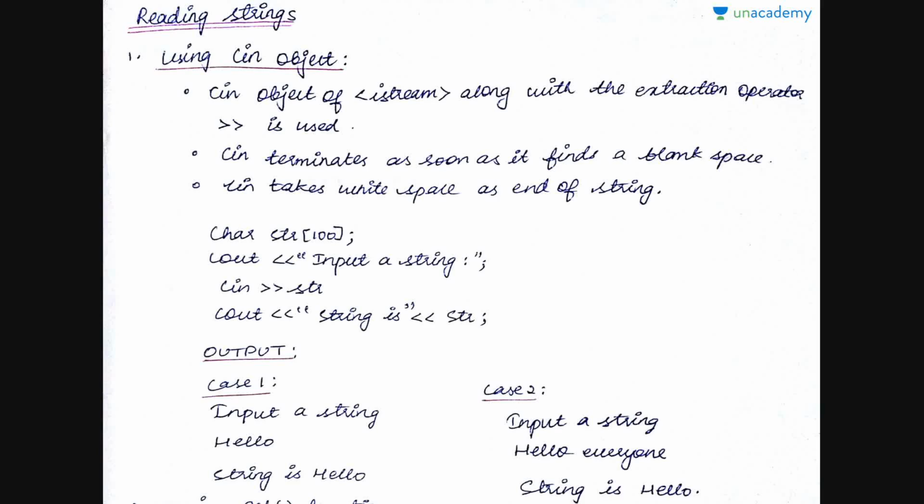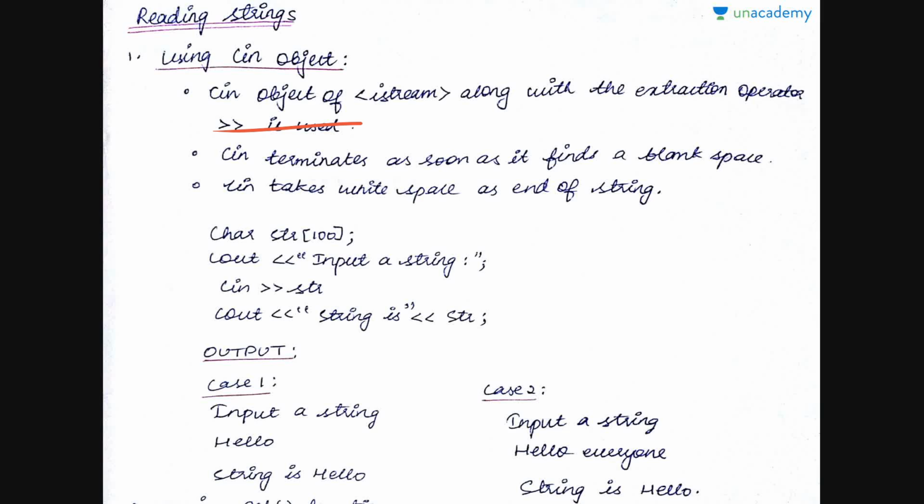How to read strings? There are many ways to read a string. You can use the cin object to read a string. You know what a cin object is, which is used to take input from the user. The cin object of iostream along with the extraction operator is used here. This is the extraction operator. cin terminates as soon as it finds a blank space.